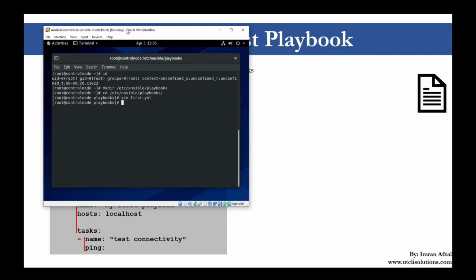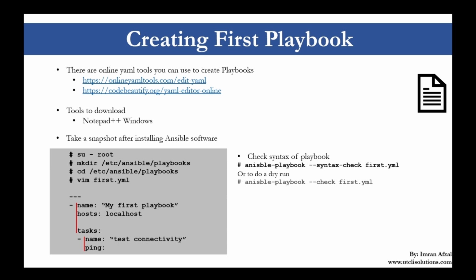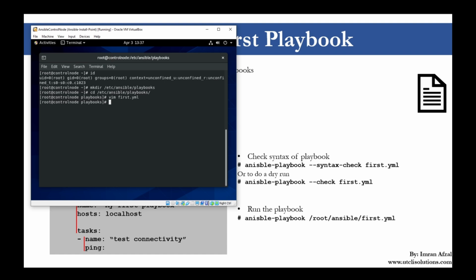Now let's do a few checks. Check the syntax of the playbook. You have to check to see if there are no syntax errors. You could run this command or you could do a dry run, which is Ansible-playbook. Once the check is complete, then you could run the playbook by running the simple Ansible-playbook command. All right, let's go back to our Linux machine and we'll check the syntax first.